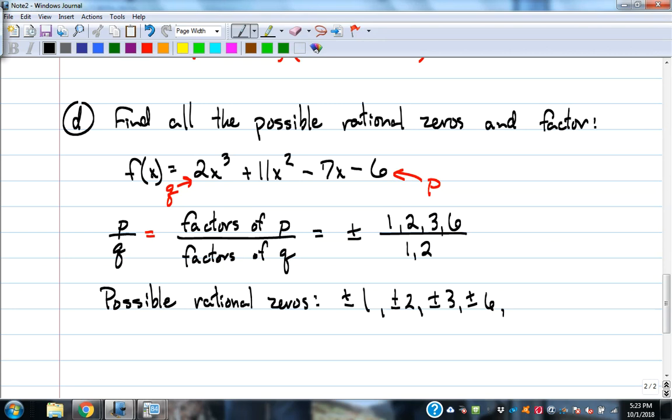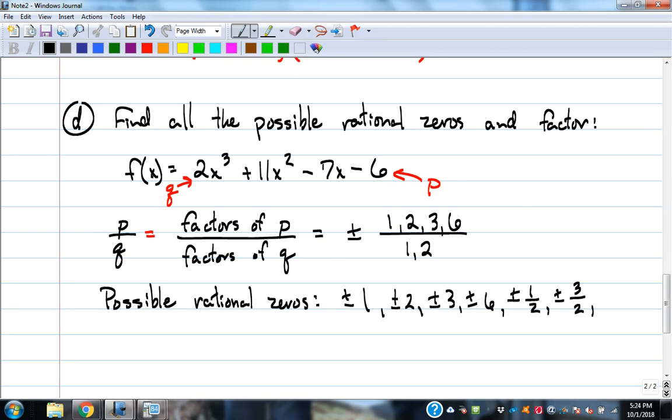Then we take the numbers on the top and we divide by the next factor that's in the bottom. So we're going to divide all those by 2. 1 divided by 2, that's 1/2. That's a rational number. So we have plus or minus 1/2. And then what's 2 divided by 2? 1. We've already got it listed. We don't have to write it again. 3 divided by 2. We don't have that listed. So 3 over 2. Plus or minus 3 over 2. And then 6 divided by 2. 3. We've already got 3 listed, so we don't have to write it again.